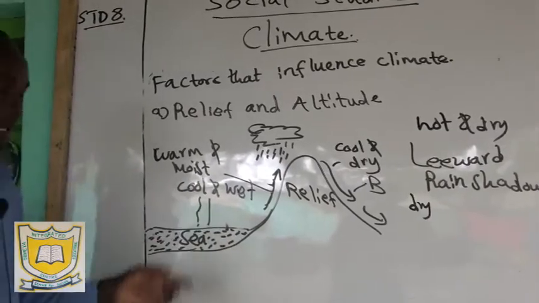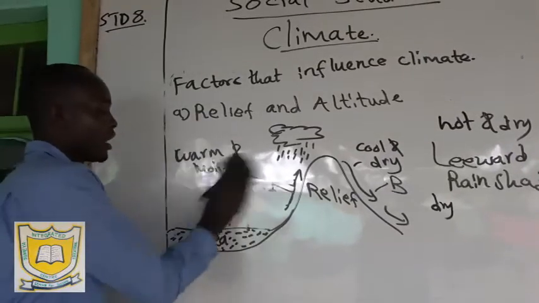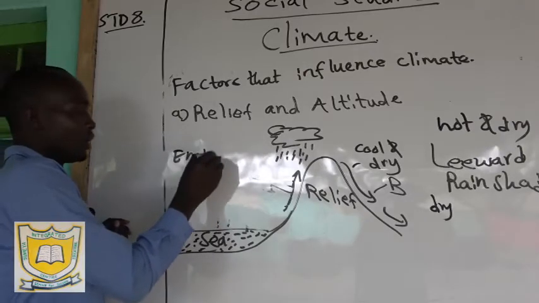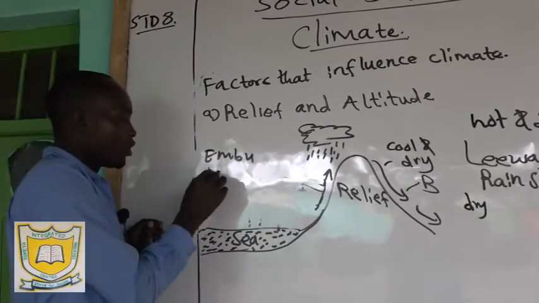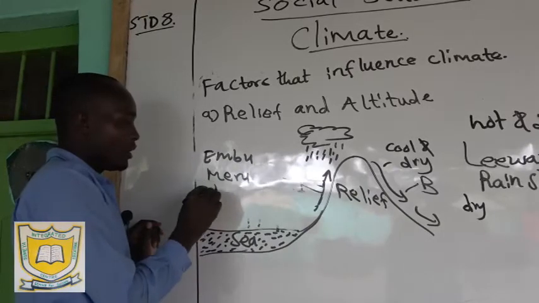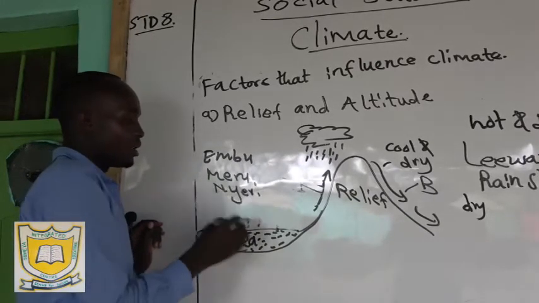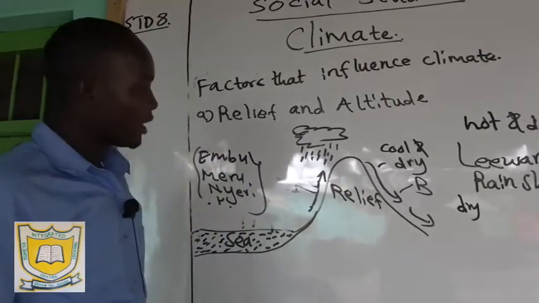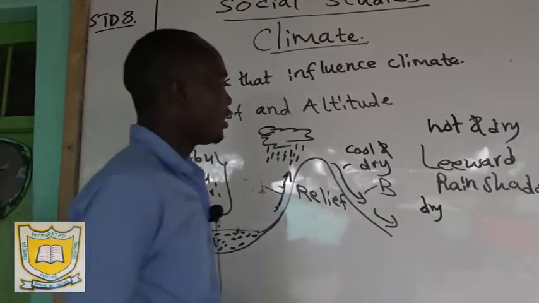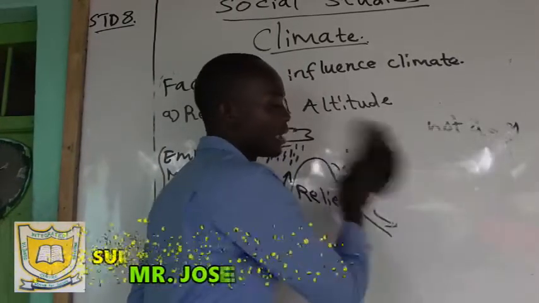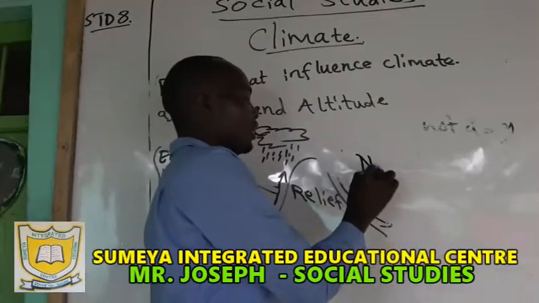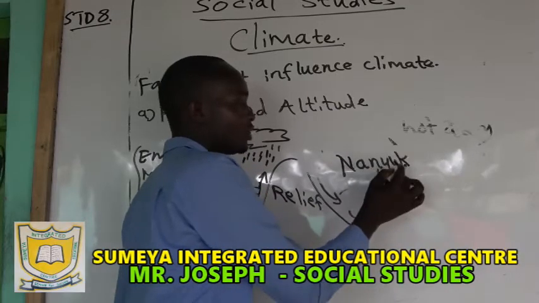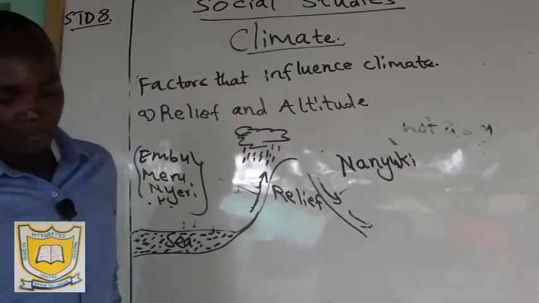A very good example is this site where we have a lot of rainfall on the side of Mount Kenya. So we are assuming this is our Mount Kenya. We have Embu. Embu receives a lot of rainfall. Meru, we have Nyeri, Kirinyaga, and so on. So these are the places. Then another place like this one, the leeward side, where we have no rain. A very good example is Nanyuki. Nanyuki is an example of the leeward side on this part of the mountain. So this is how relief affects rainfall.